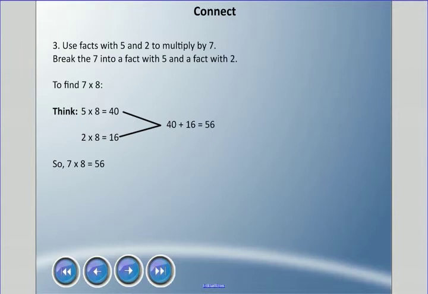This time we're going to use the facts we know, the 5 and the 2, to multiply by 7. So we're going to break the 7 in 7 times 8 into a 5 and a 2. We know 5 times 8 is 40, and 2 times 8 is 16. There's our 5 plus 2, and that equals the 7. Therefore, we get 40 plus 16, which equals 56. So 7 times 8 equals 56.